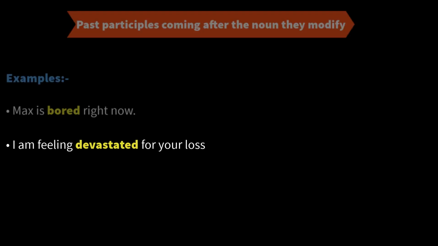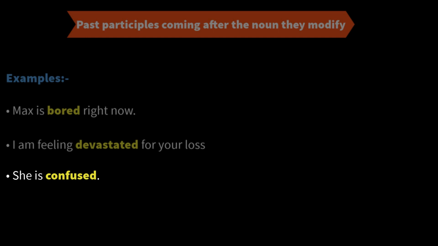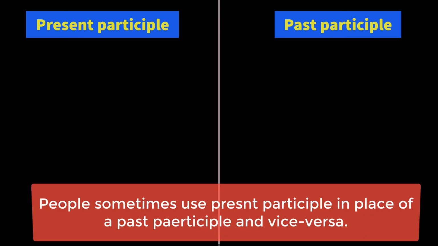Next example: I am feeling devastated for your loss. So guys, devastated here is the past participle working as an adjective, modifying the subject I. How am I? Devastated. I am feeling devastated for your loss. Next example: she is confused. Again, confused is the past participle here, working as an adjective and modifying the subject she. How is she? Confused.